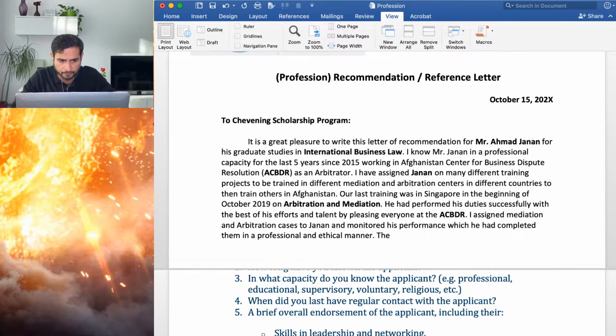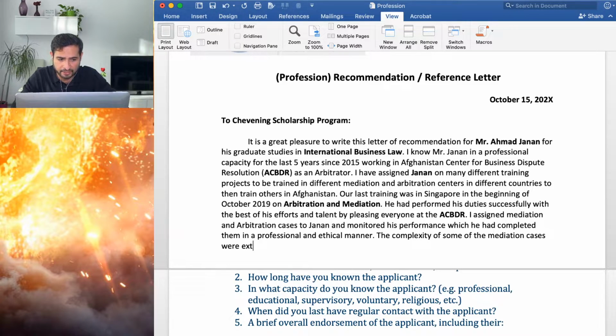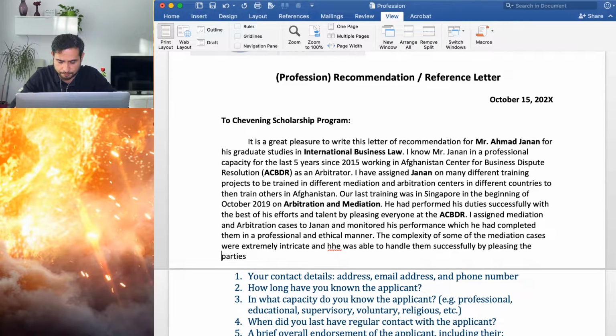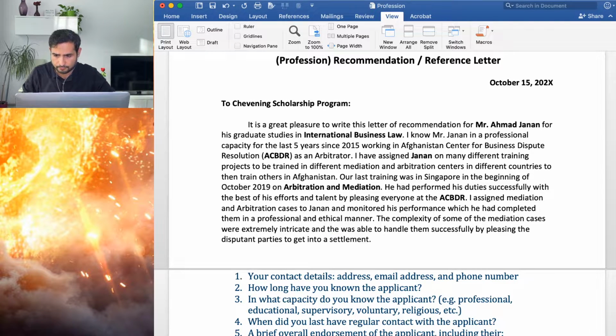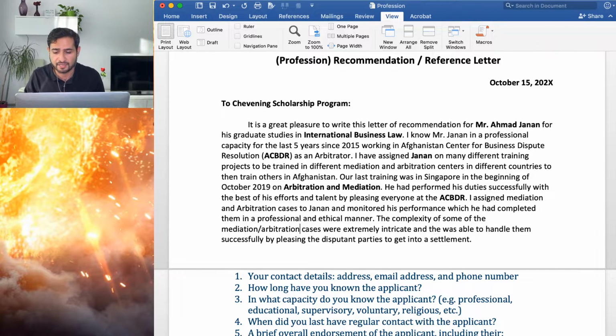So I continue. The complexity of some of the mediation and arbitration cases was extremely intricate, and he was able to handle them successfully by pleasing the disputing parties to get into a settlement.